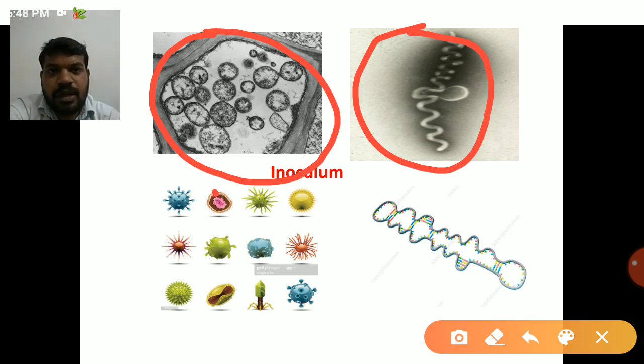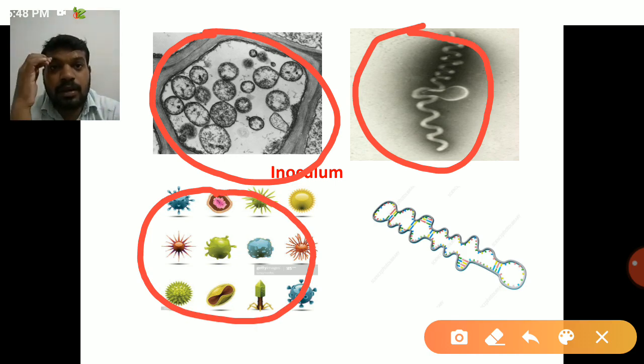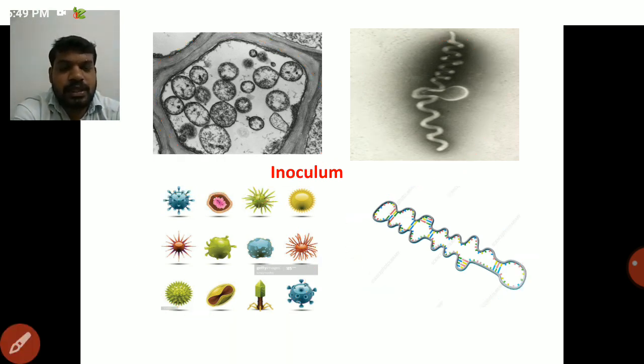Next one is different types of viruses. Viruses also act as inoculum. The whole individual of a single virus acts as inoculum. And the next one is naked virus, also called viroid. So these are all the inocula for plant diseases.